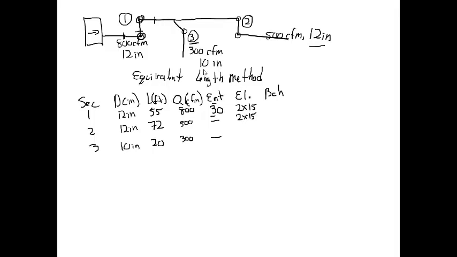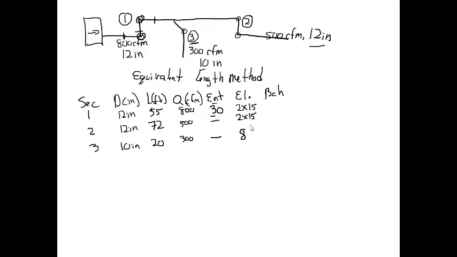Now for Section 3, we have what looks like a 45-degree elbow at 10 inches. This would be a pleated 45-degree elbow. If you go to your table and find 10 inches, you should see an equivalent length of about 8 feet. Again, a pleated elbow, 45 degrees at 10 inches should give you 8 feet.